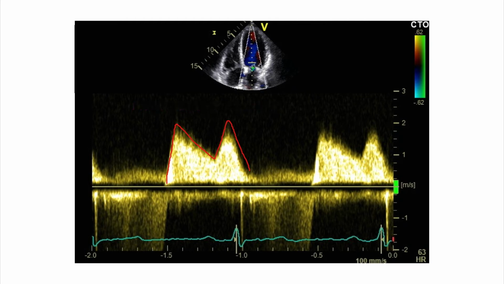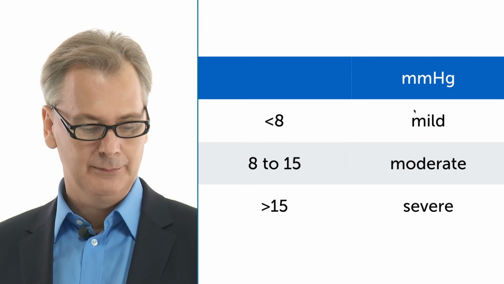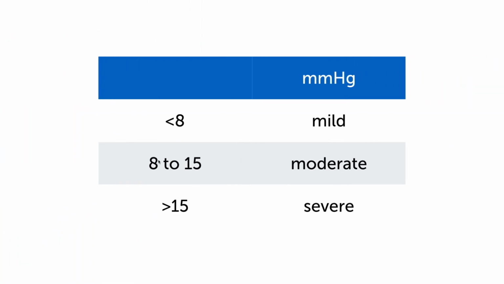How does that compare to the severity? Here is the grading scale. Below 8 would be mild, between 8 to 15 is moderate, and above 15 is severe. So we're somewhere in the range of a moderate, almost moderate to severe mitral stenosis.